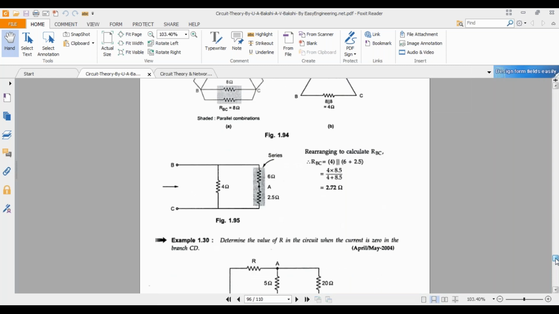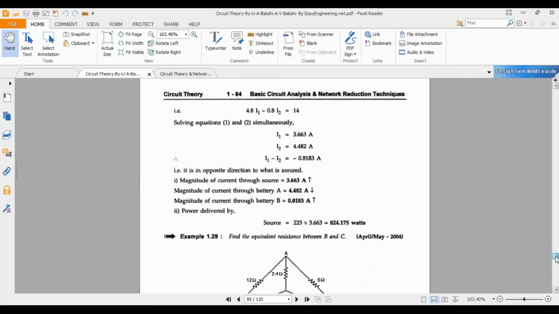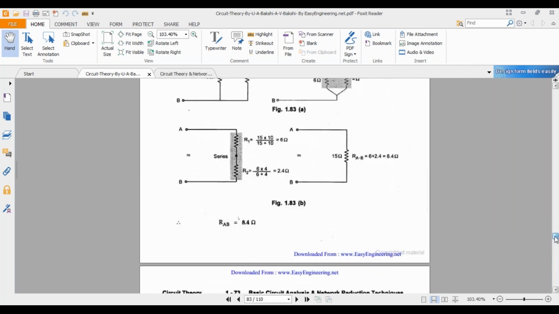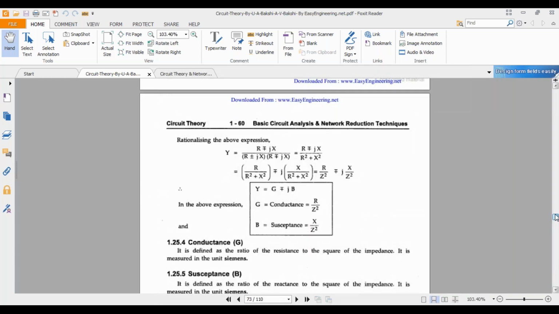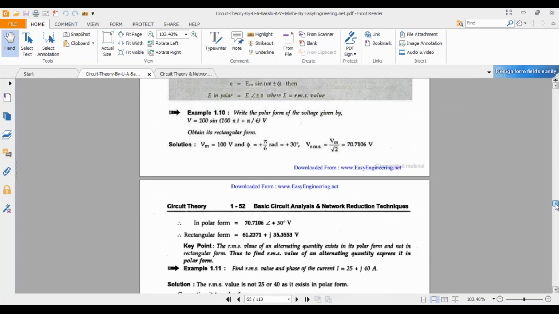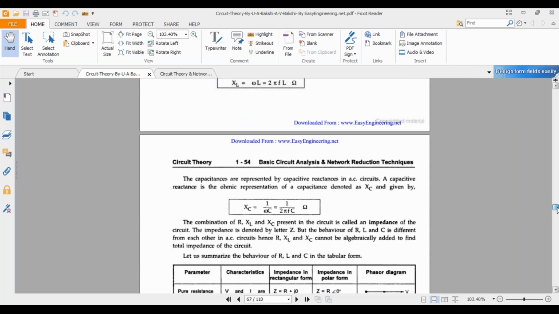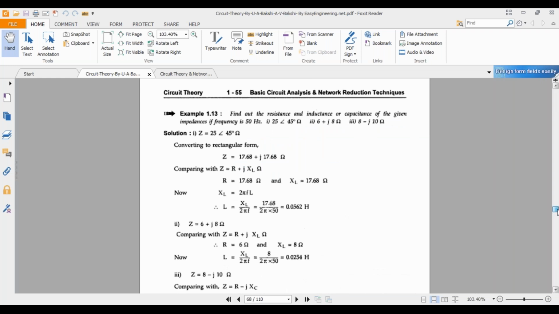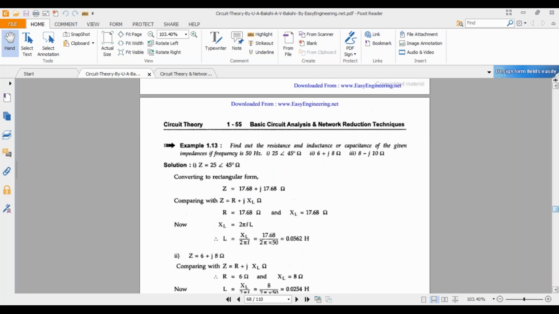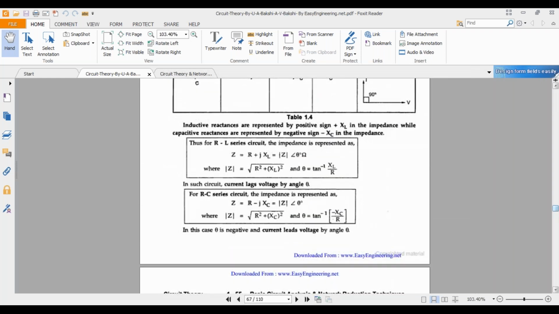Are you able to see the screen? Yes, sir. Okay. I am sliding a book here. I will share this book with you also. I will put it in your group.